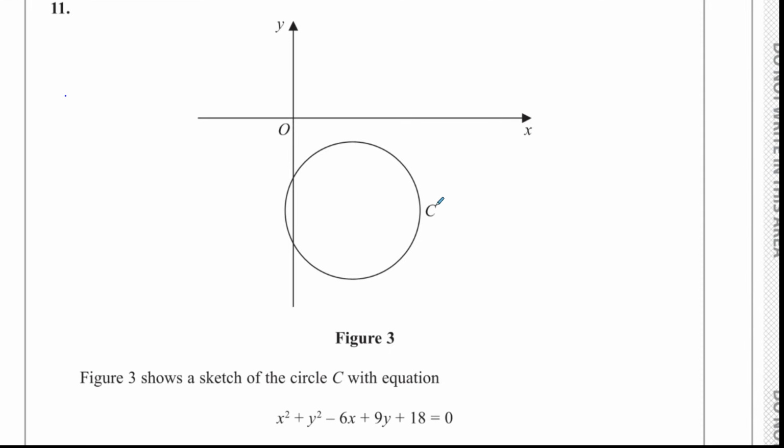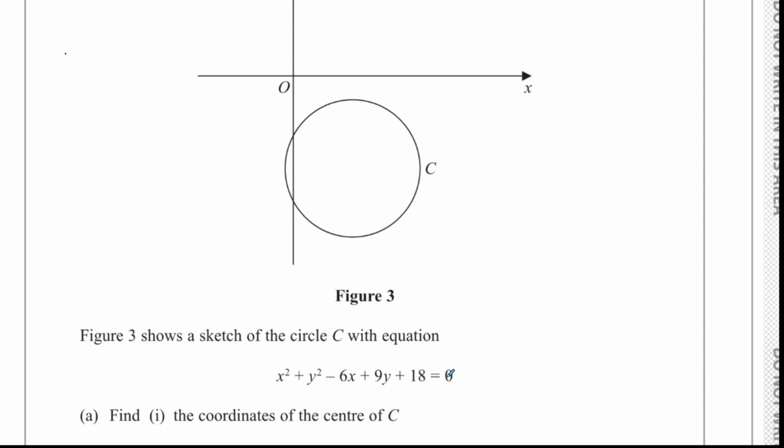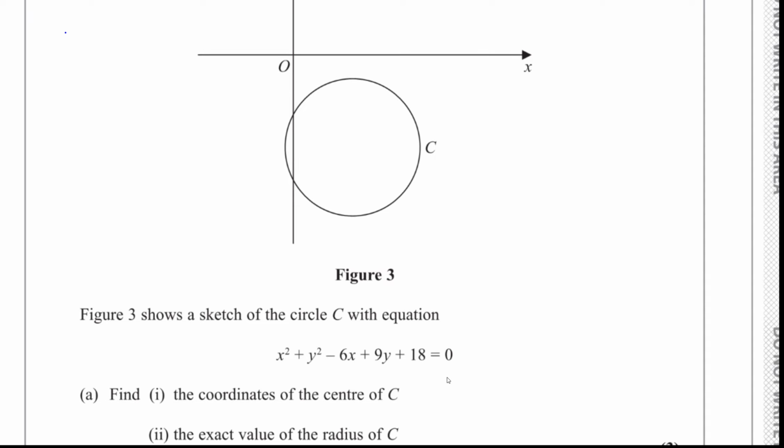This question is about equations of circles. Here we have a diagram given with this circle drawn in it. We're told that the equation of this circle is x squared plus y squared minus 6x plus 9y plus 18 equals 0. And we're asked to find the coordinates of the center of the circle and the exact value of the radius of this circle.